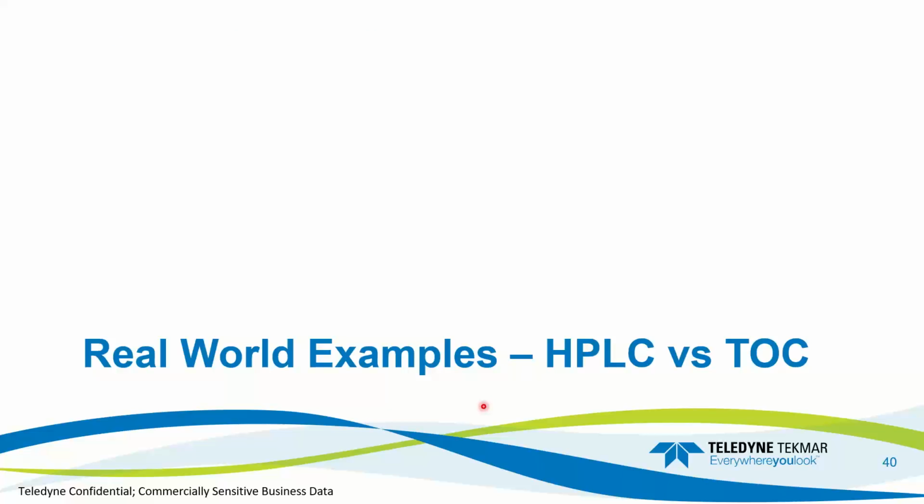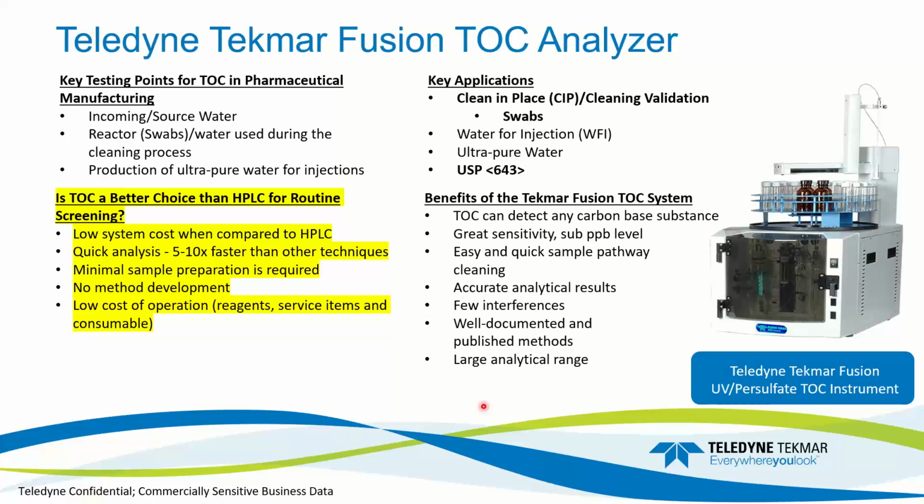When we start talking about real-world examples, a lot of times we get compared to HPLC results, or asked what we look for, because a lot of times pharmaceutical laboratories have HPLCs that are relatively available. So back to this main slide: is TOC a better choice than HPLC for routine screening? What I like to do is take you through some questions and also show you a real-world example to see what your thoughts are.